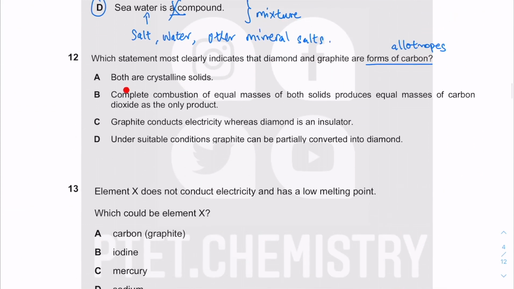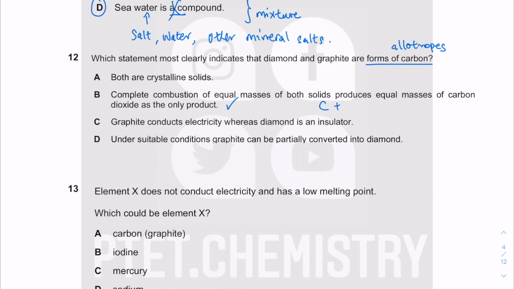So here they say both are crystalline solid. Graphite is not really crystalline. Graphite is your pencil lead. It doesn't look crystalline at all, whereas diamond looks crystalline, okay? But option B is definitely correct.